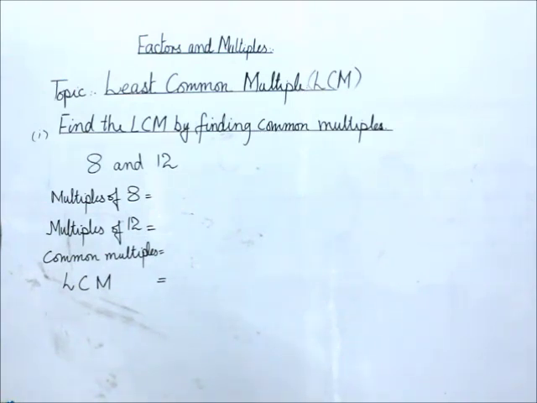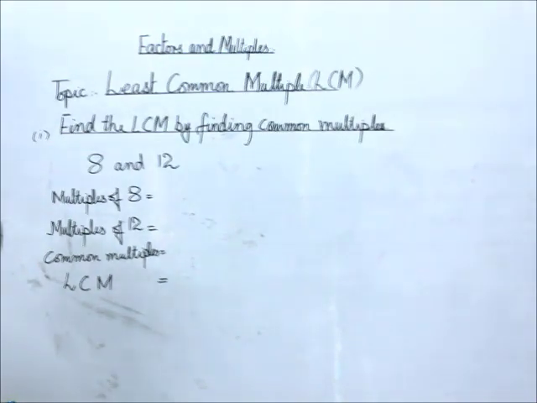The first method is to find the LCM by finding common multiples. I have taken two numbers, 8 and 12. So what comes to your mind when you hear the word multiples? Yes, the operation of multiplication. A multiple is that number which we get after multiplying two numbers. So you can say a multiple is a product of two numbers. In order to find the multiples of different numbers, we use the multiplication operation.